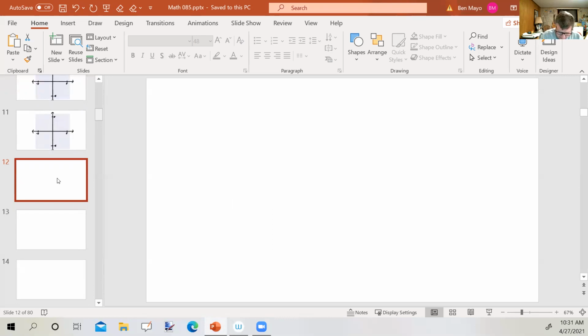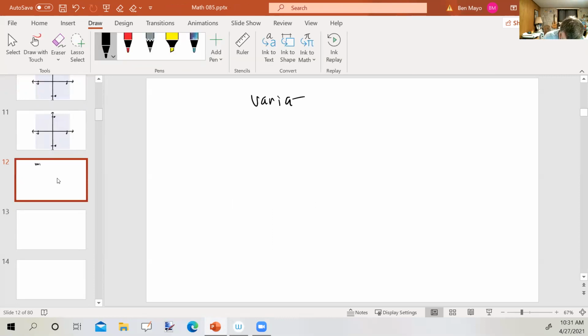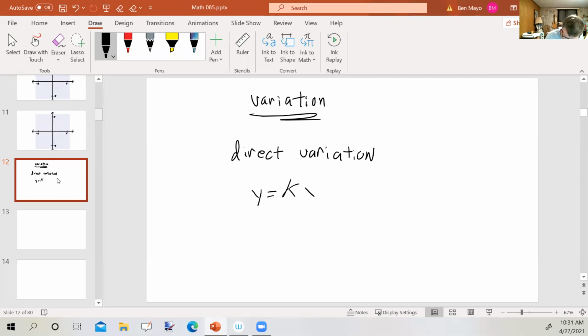So we're talking about variation. There are three types of variation we're going to address today. The first type is called direct variation. And in general, it looks like this: y equals kx. K is called the variation constant, or the constant of variation, or the constant of proportionality. I just call it the variation constant since that's the shortest description.